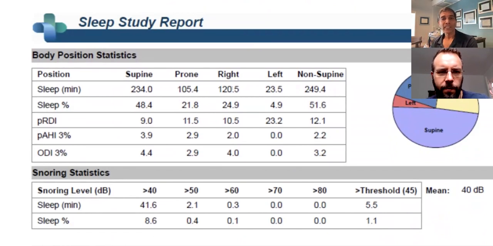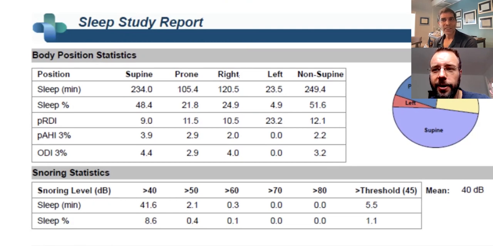But what's interesting is this. Look at the prone versus right versus left. Prone is 11 events an hour. Right is 10 events an hour. These match, but left is 23 events an hour. When you see a difference between the right and left side, do you know what that means, Andrew?